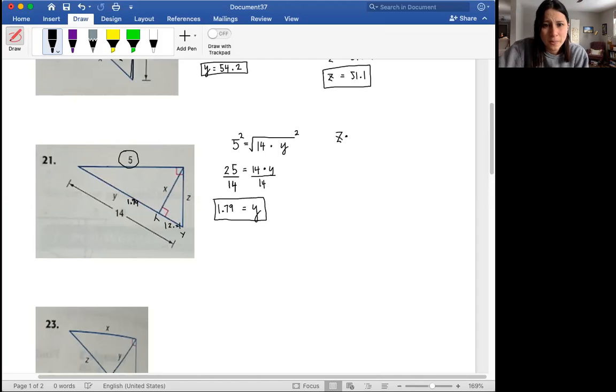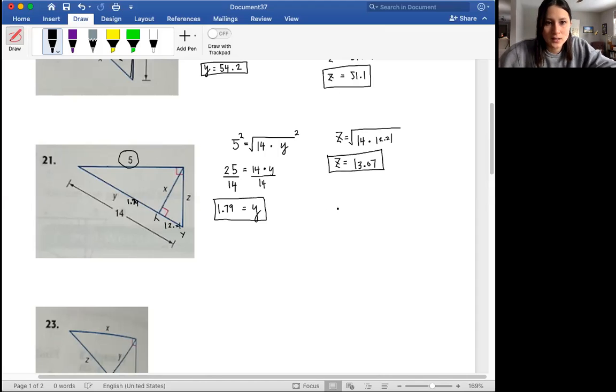So z equals the square root of 14 times 12.21. So I'm going to multiply that and then take the square root. It is about 13.07. z equals 13.07.